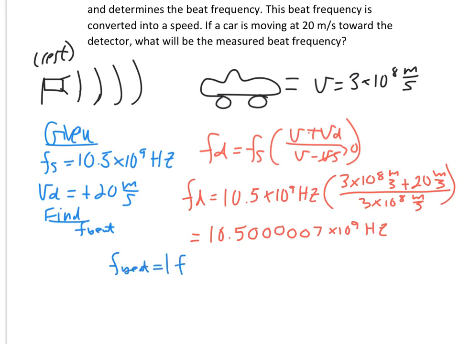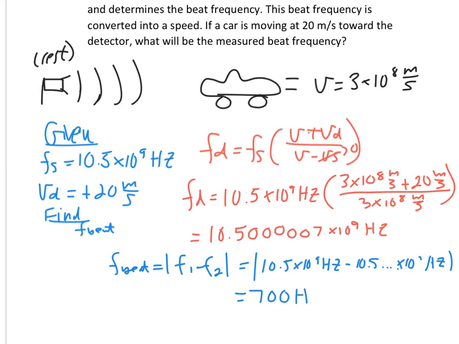You're going to take the absolute value, F1 minus F2. So that equals the absolute value of 10.5 times 10 to the 9th hertz minus 10.500007, I'm just going to do the dot, dot, dot, because it does keep going, times 10 to the 9th hertz. Subtracting those, this comes out to 700 hertz. So the detected beat frequency is 700 hertz.